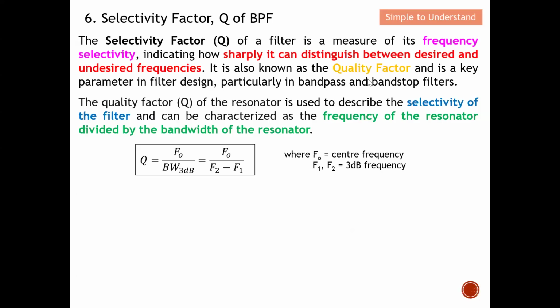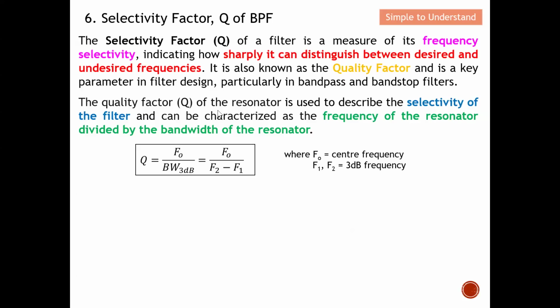It is also known as the Q factor or Q. So basically it can be called the selectivity factor, the quality factor, or simply the Q, and is a key parameter in filter design, particularly in bandpass and also bandstop filters. So we will take a close look at this selectivity factor here.